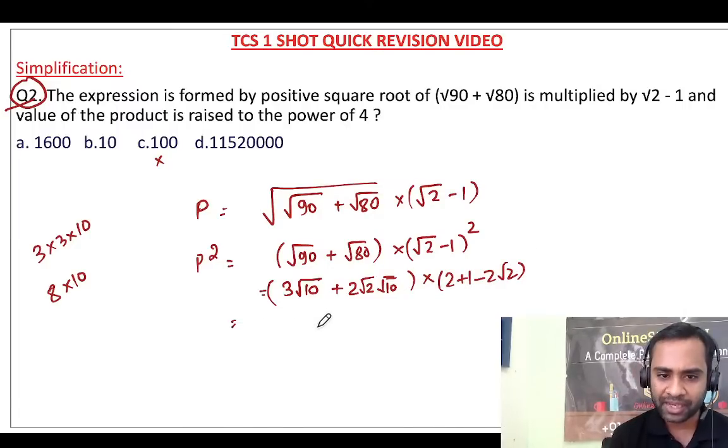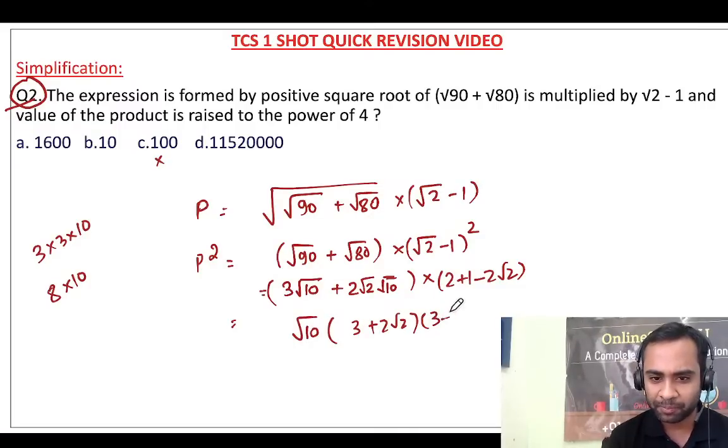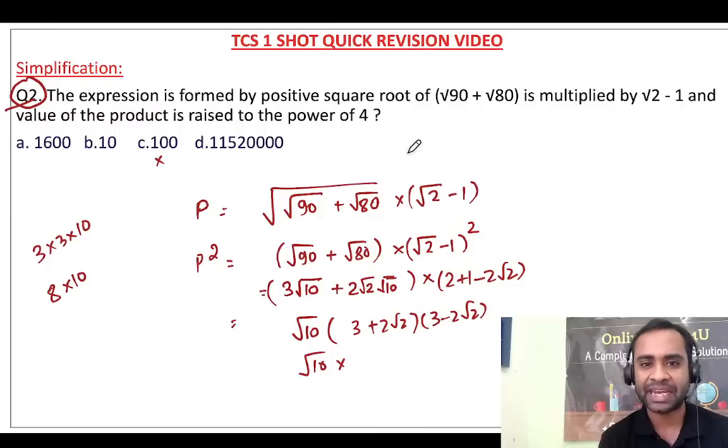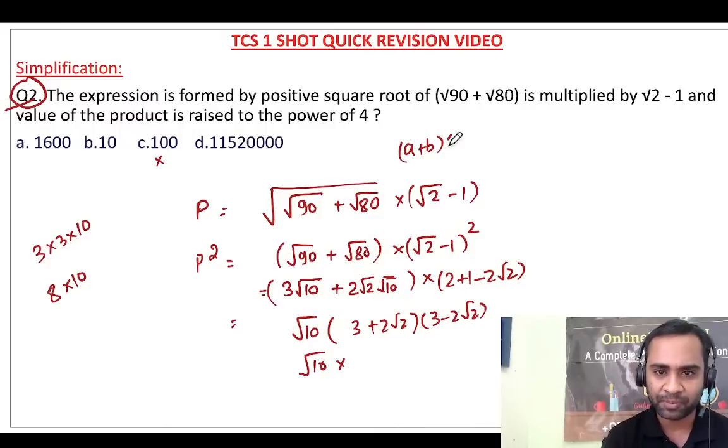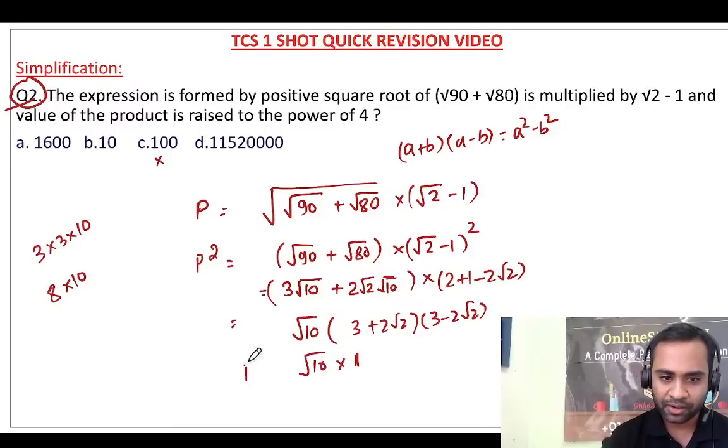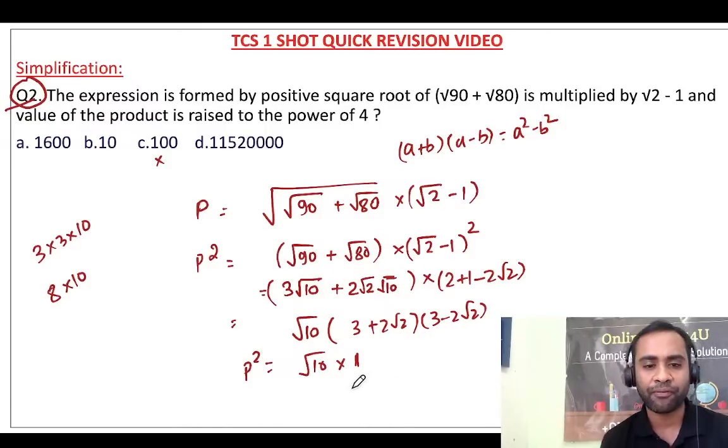So from here, square root of 10 you can take common, so this will become 3 plus 2 root 2, and this will become 3 minus 2 root 2. Now square root of 10 into a plus b into a minus b, it will become a square minus b square. So this will become 9 minus 8, 1. So p square is nothing but square root of 10.